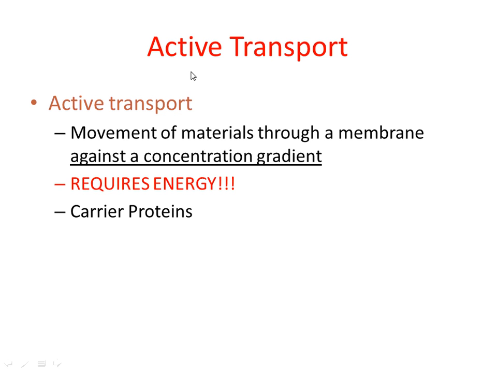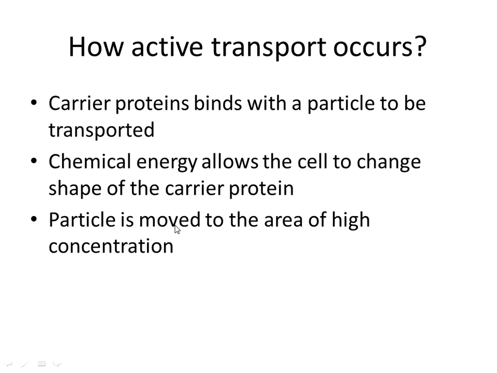Active transport. Active requires energy. So it's movement of materials through a membrane against the concentration gradient. So that's going from low to high, not high to low. This requires energy. The protein carriers actually need the energy. So how does this work? Carrier proteins bind to a particle that is transported. Chemical energy, ATP, allows the cell to change the shape of the protein, and the particle moves into the area of a higher concentration. Let's look at this in a picture.